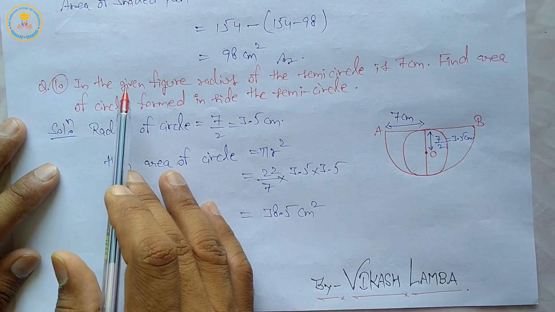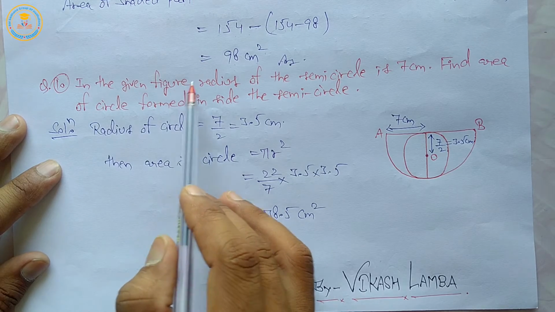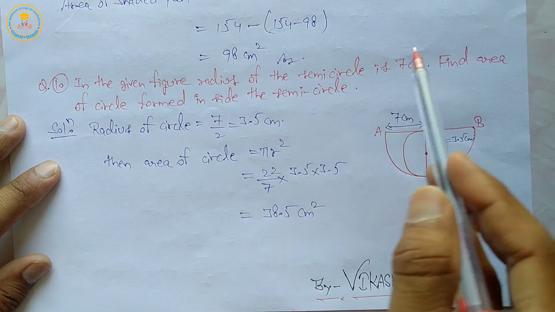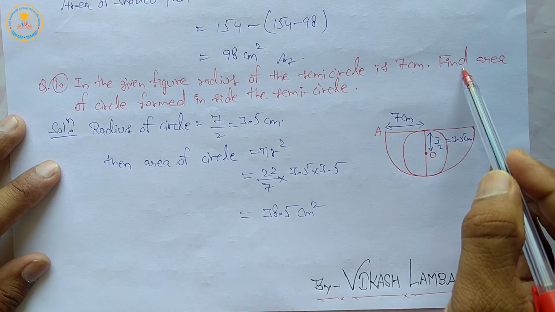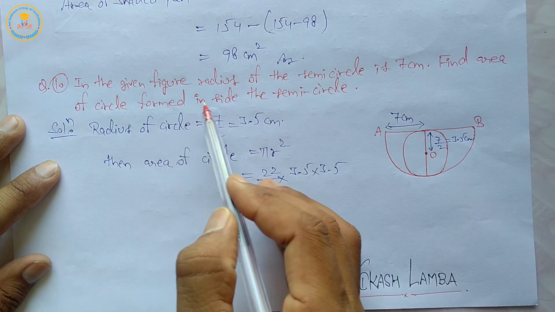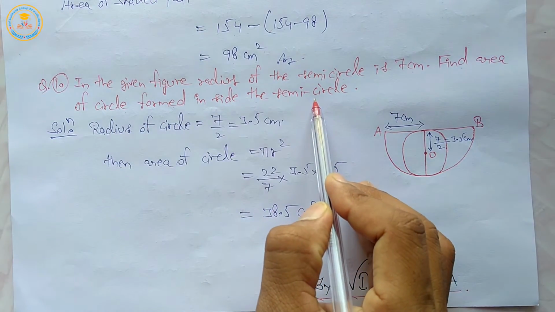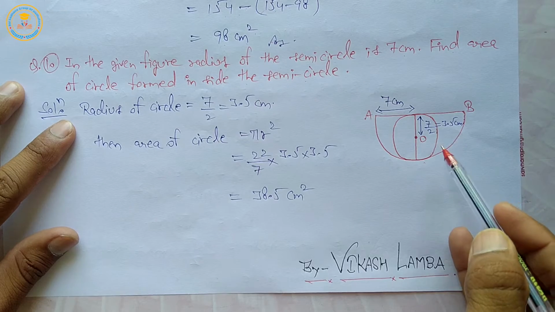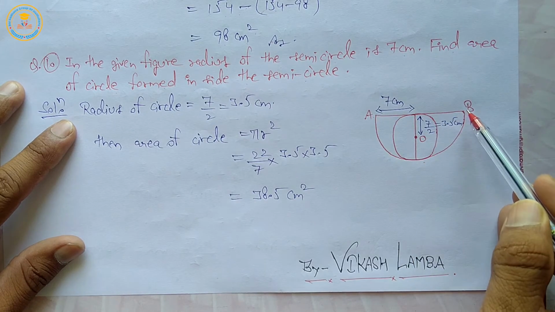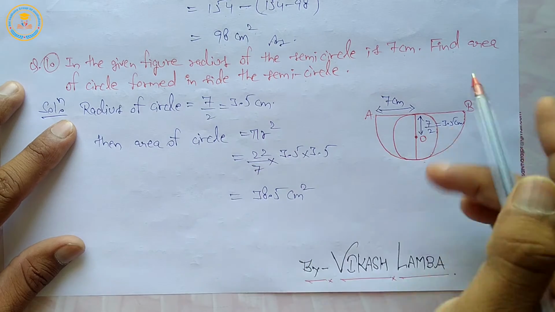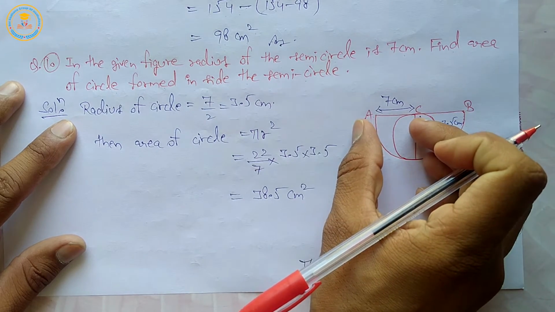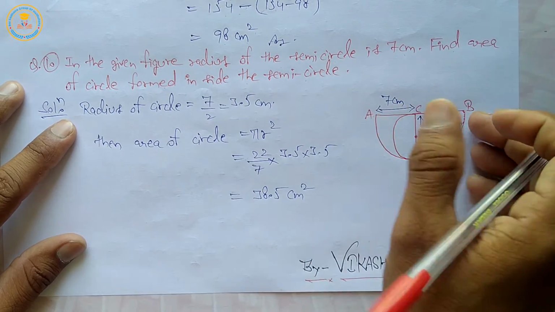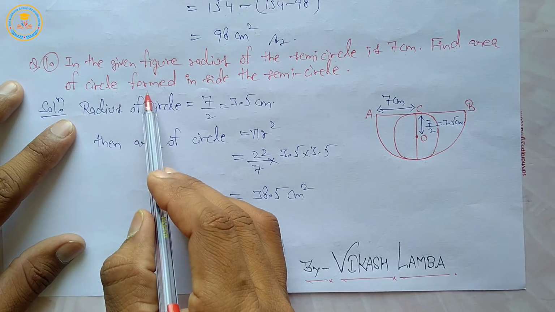Question number 10. In the given figure, radius of the semicircle is given 7 centimeter, and find the area of the circle formed inside the semicircle. This diagram is given. Semicircle, AB is diameter, and A to C is a radius. This one is given 7, this one is given also 7, so total 14.